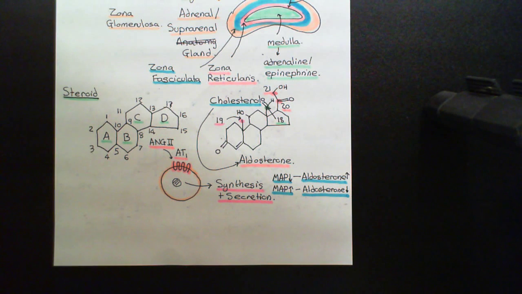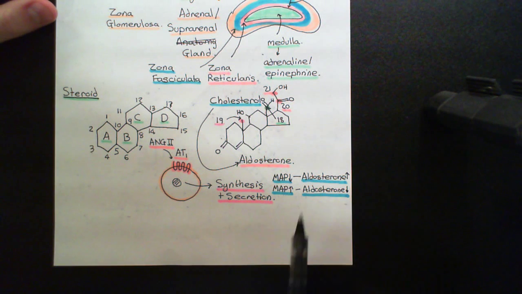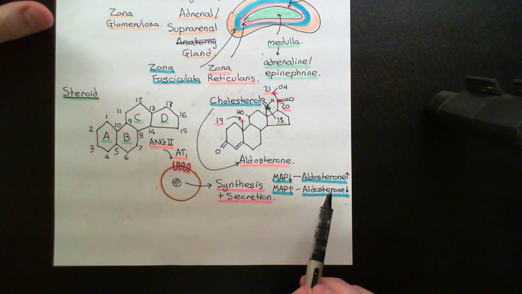Welcome back to this next video in which we are discussing control of blood pressure and blood volume. Okay, so we're currently in the process of discussing the Renin-Angiotensin-Aldosterone System, and the part that we've got to now is aldosterone and what aldosterone is going to do.